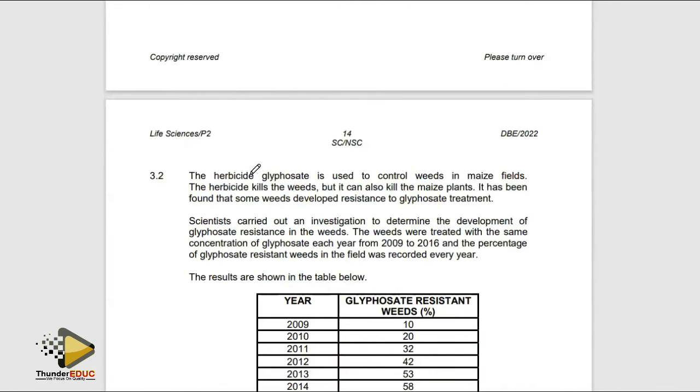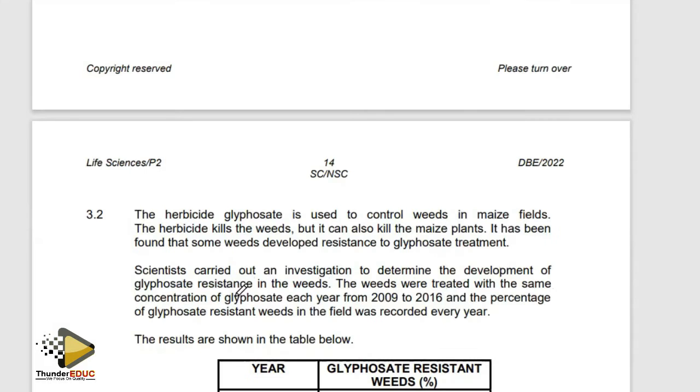Herbicide is a chemical which kills a plant. Glyphosate is used to control the weeds in maize fields. The herbicide kills the weed, but it cannot kill the maize plant. It has been found out that weed developed resistance to glyphosate treatment. Scientists carried out an investigation to determine the development of the glyphosate resistance in the weeds. The weeds were treated with the same concentration of the glyphosate each year from 2009 to 2016, and the percentage of the glyphosate resistant weed in the field was recorded every year.